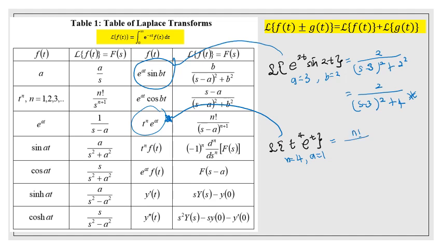I copy this one first, so that you'll understand more. n plus 1. So n equal to 4, factorial over s plus 1. Okay, n plus 1, 4 plus 1 is equal to 5. So 4 factorial is equal to 4 multiplied by 3 multiplied by 2 multiplied by 1 over s plus 1 power 5. Then we have 4 multiplied by 3, 12 multiplied by 2, 24 over s plus 1 power 5.